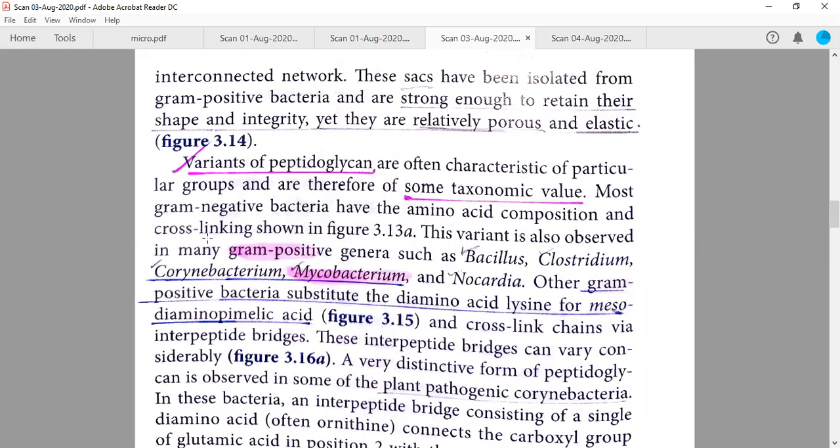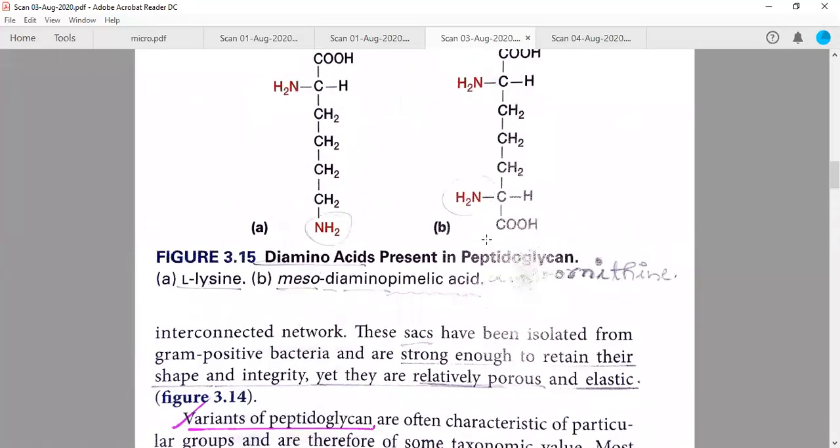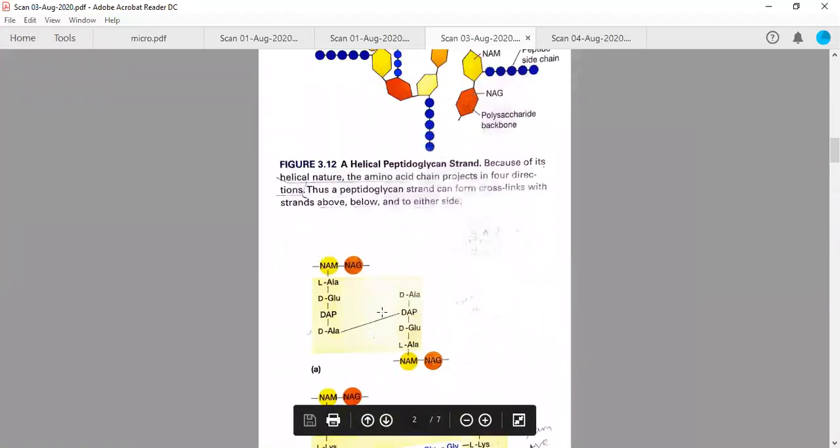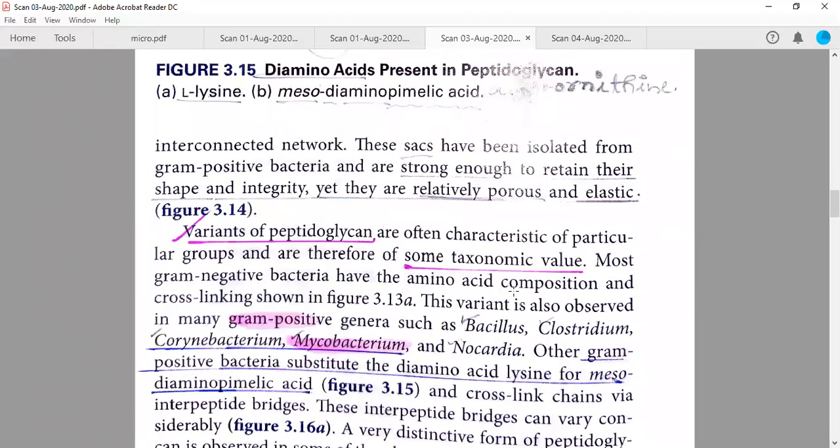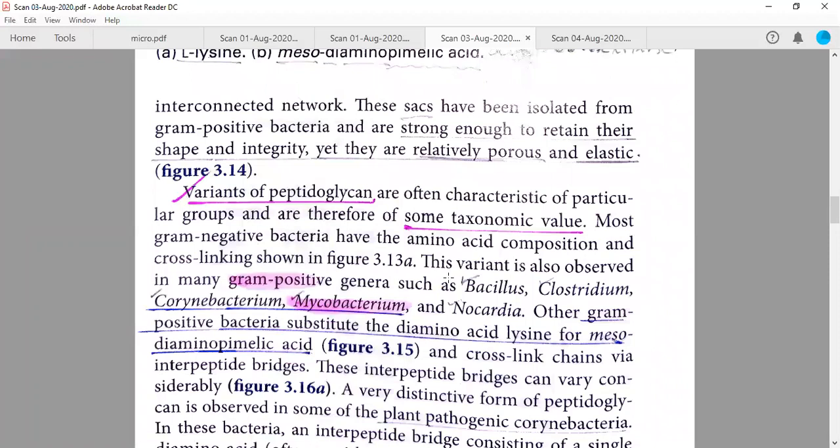This variant is also observed in some gram-positive bacteria, for example, Bacillus, Clostridium, Corynebacterium, and Mycobacterium. Also in Nocardia. So these are some exceptions. Though these are gram-positive, they have this particular cross-linking pattern where D-alanine cross-links with the diaminopimelic acid, which is very similar to the gram-negative bacteria. You need to remember Mycobacteria is very common. So this is having the trend of gram-negative bacteria in cross-linking.